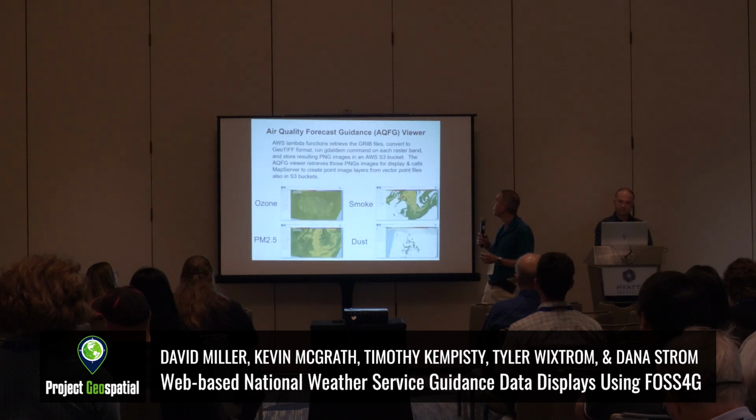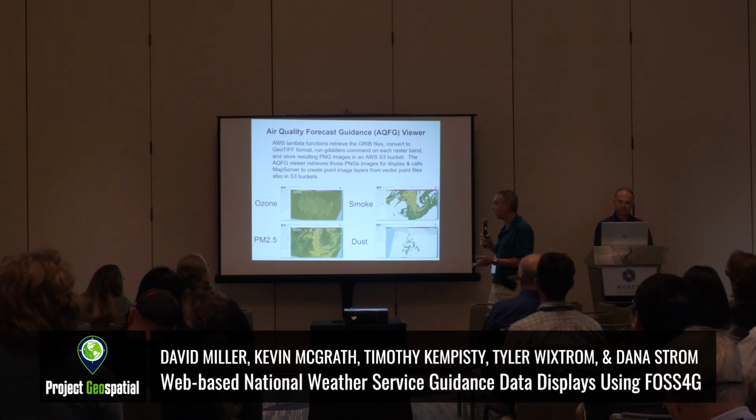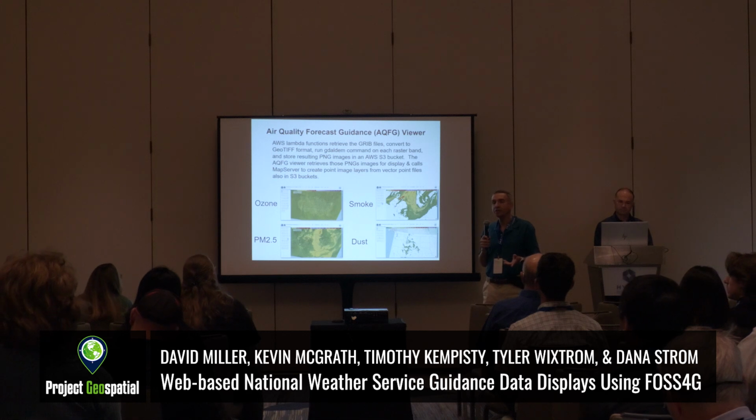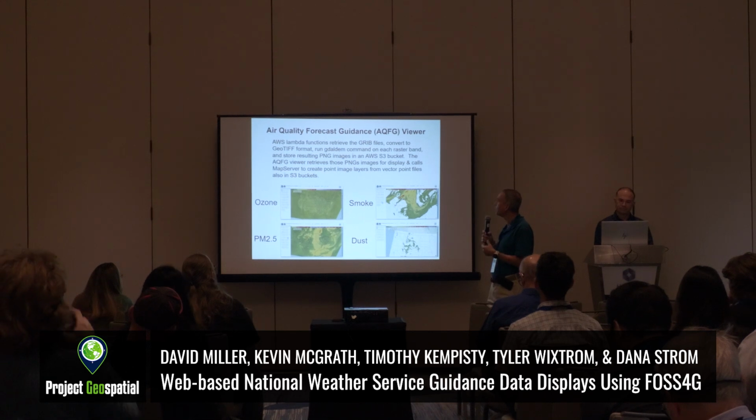So this is just an example, the air quality forecast guidance viewer. We have AWS Lambda functions, which retrieve the data from the TGFTP server, process them using GDAL, convert them to GeoTIFF format, run the GDAL DEM command on each raster band, and store the resulting PNG images in an AWS S3 bucket.